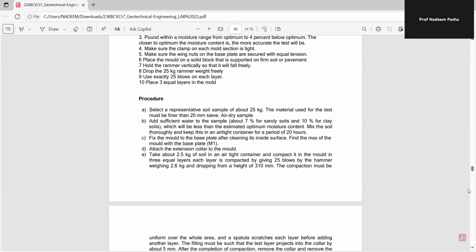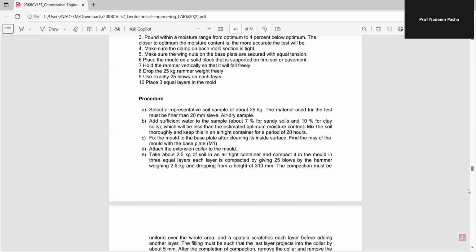Fix the mold to the base plate after cleaning its inside surface. Find the mass of the mold with base plate, M1. Attach the extension collar to the mold. Take about 2.5 kg of soil in an airtight container and compact it in the mold in equal layers. Compact by giving 25 blows by the hammer, weighing 2.6 kg and dropping from a height of 310 mm.